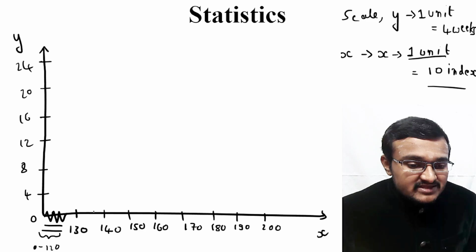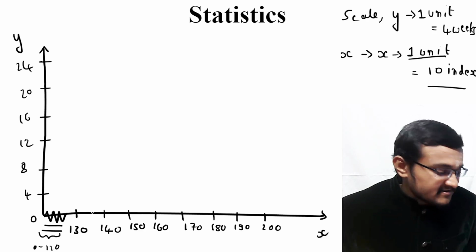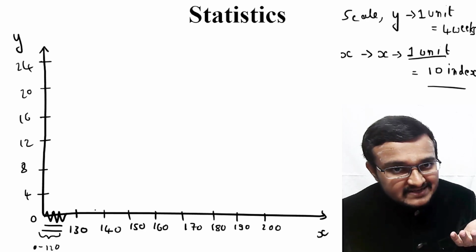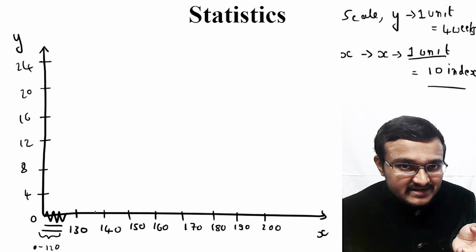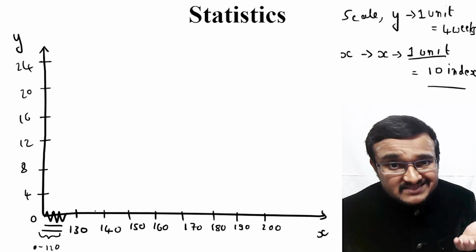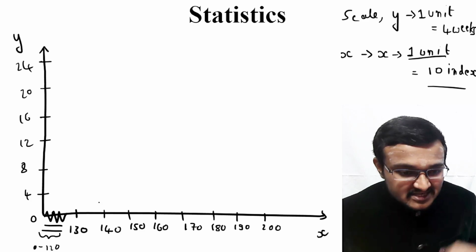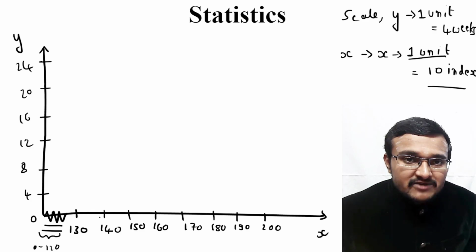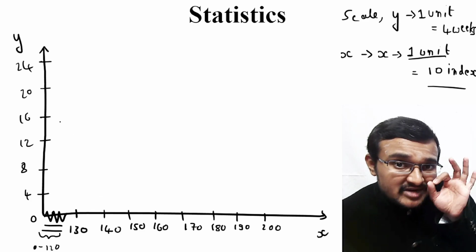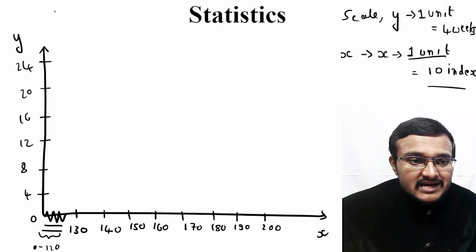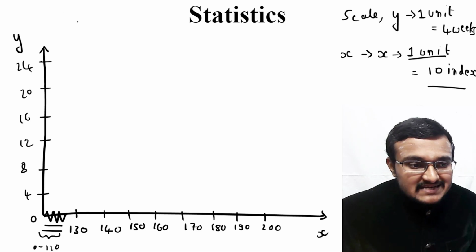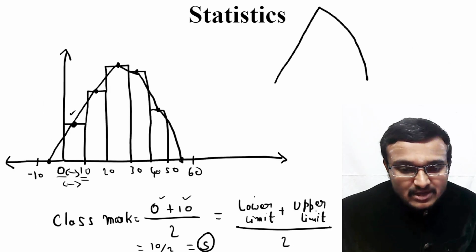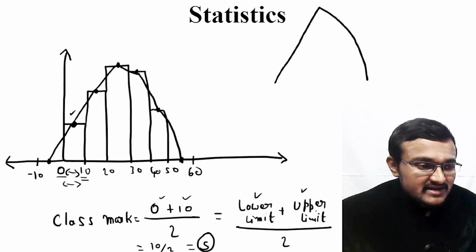So now for 130 to 140 we have no cost of living index. There is no number of weeks given for 130 to 140, so that means frequency is 0. For 130 to 140, we have to consider the midpoint. How to calculate the midpoint? Midpoint is nothing but the class mark. Class mark is lower limit plus upper limit divided by 2.